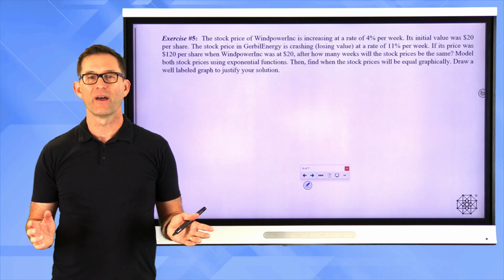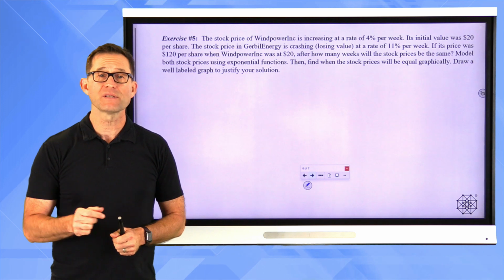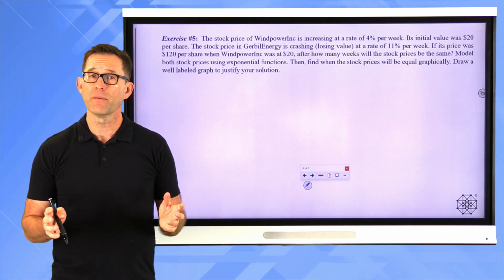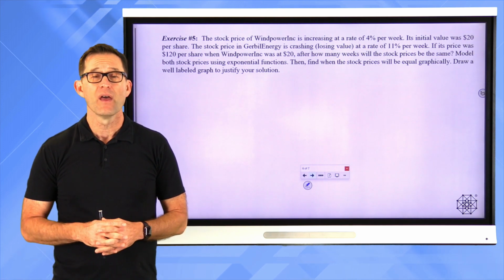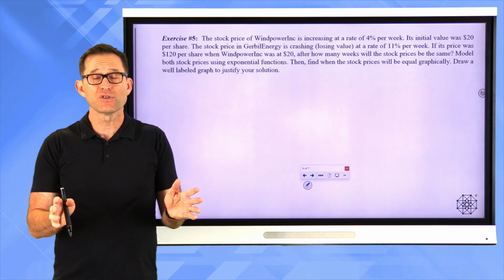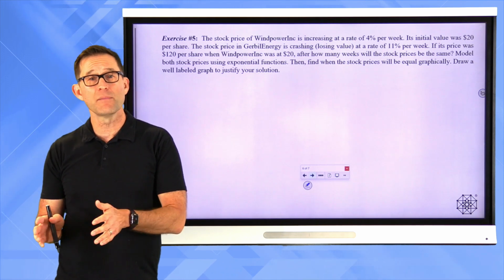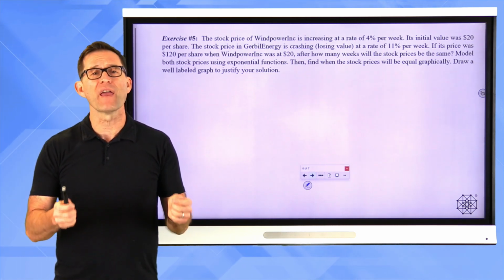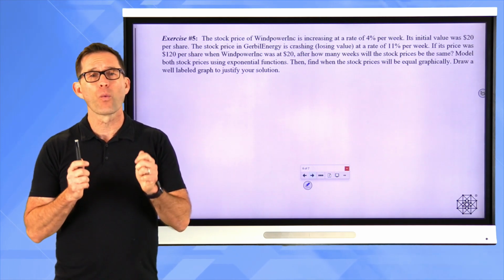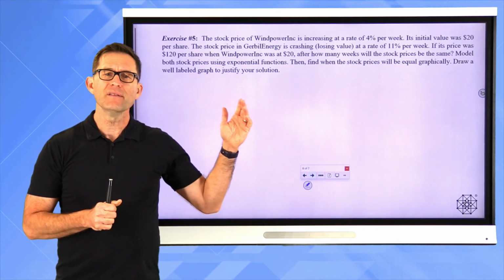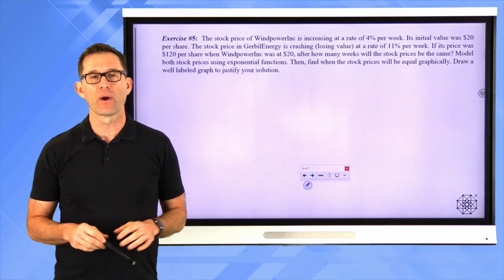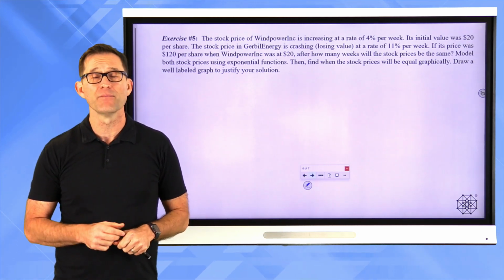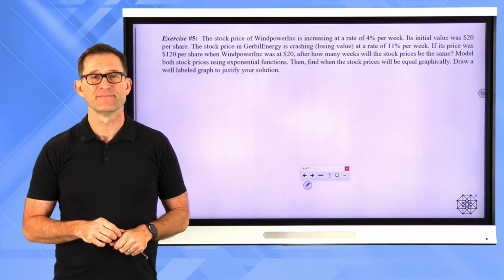All right. Well, what I'd like you to do is pause the video right now, set up the 2 exponential models for both Wind Power Inc. and Gerbil Energy. Get those two functions down. One's going to be increasing, one's going to be decreasing. And then see if you can use your calculator to come up with a graphical solution for when the two were equal. Now, it didn't say what to round to. I think I'm going to end up rounding to the nearest tenth of a week, although the problem didn't really specify that. So see what you can do.